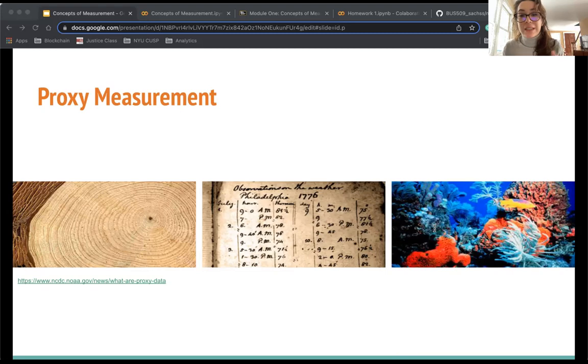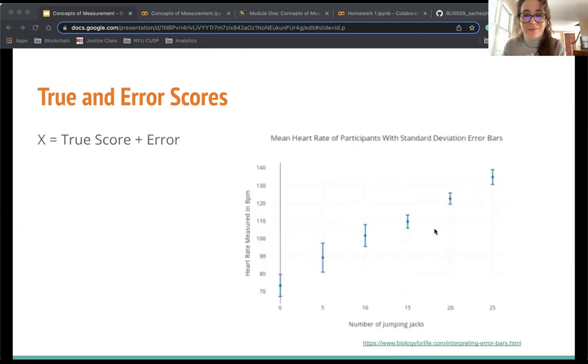So we can consider the rings on a tree to be a proxy for age. Historical documents are a proxy about our past, or using coral's structure to reconstruct the temperature of the water when the coral grew. These are all different ways we can better ascertain the true observation that we're looking for, that might not be directly calculable by just having something that is directly provided for you.